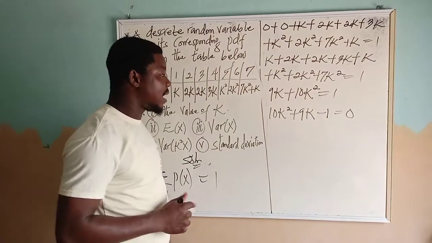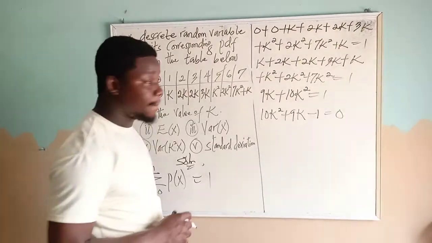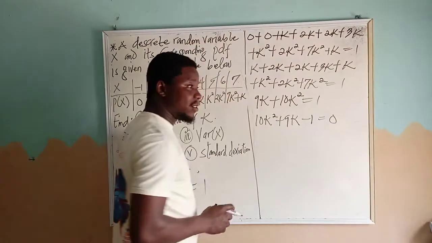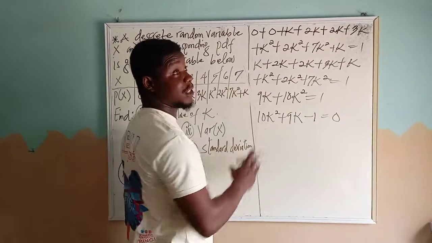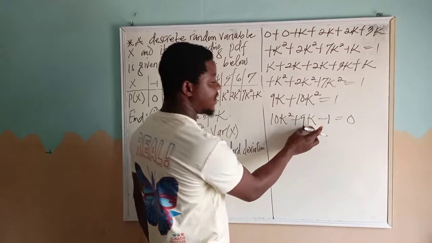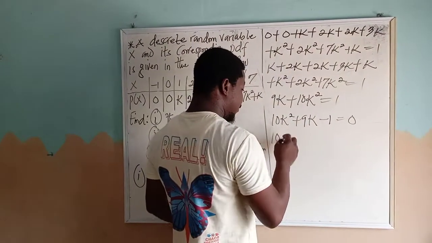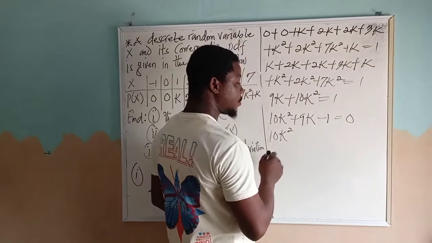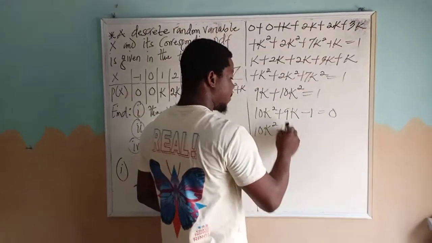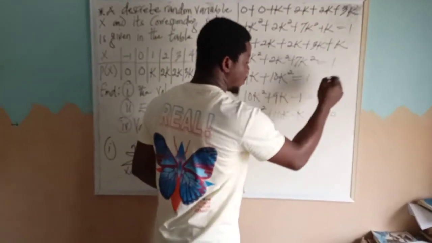And those numbers are 10k and minus k. Because if you add 10k and minus k together, it's going to give you 9k. And of course, if you multiply them together, it will give you negative 10k squared. So you replace this 9k with those two factors. And then you have 10k squared, and instead of 9k, you have plus 10k minus k, and then minus 1 is equal to 0.